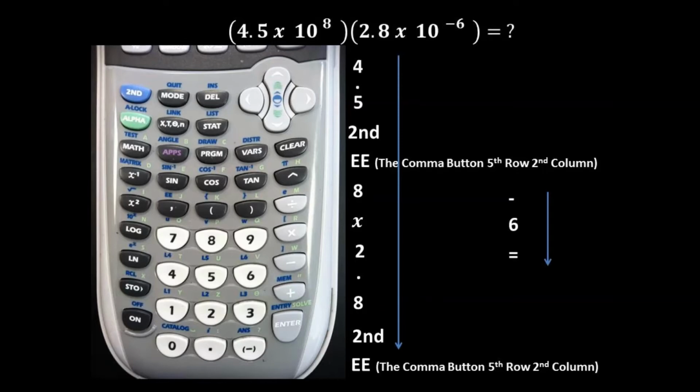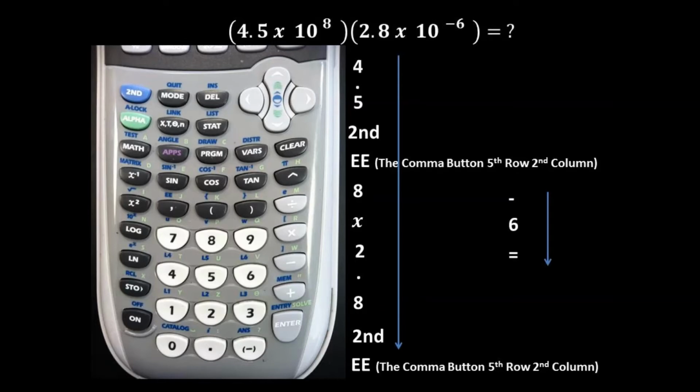Clear your calculator and put in 4.5, second EE, 8, times 2.8, second EE, negative 6, and then before you press the equal sign, look and see what is actually there. You'll see quite clearly that it looks kind of like gibberish a little bit.